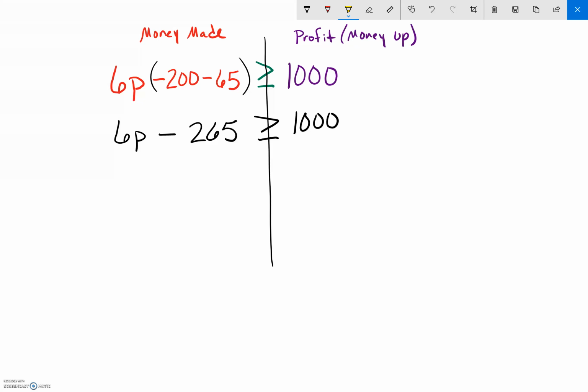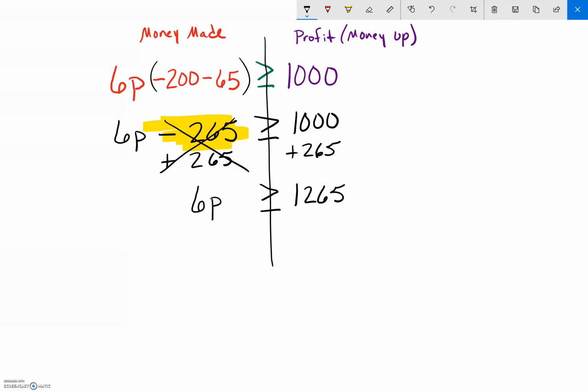Next, we're going to get rid of the constant. So we're going to add 265 to each side of our inequality. These will cancel, and we get 6p, or $6 per person, greater than or equal to 1,265. If this was an equation, the next thing you would do is divide. So you're going to do the same thing with the inequality. We're going to divide by 6. 6 divided by 6 is 1, so that leaves us with P.